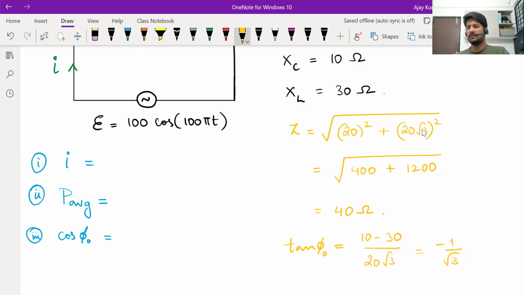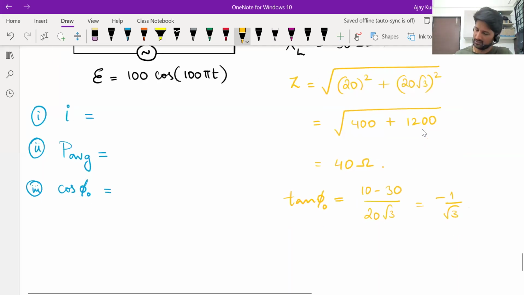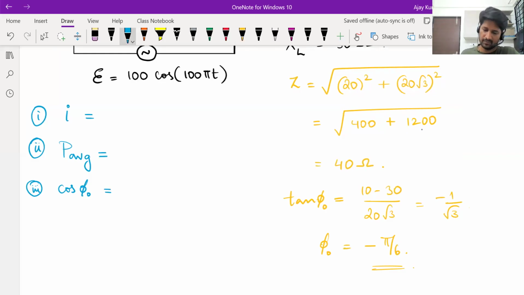Any idea tan of what angle is minus 1 by root 3? 1 by root 3 is a well-known value of tan. Tan 30 degrees is 1 by root 3. Tan of minus 30 degrees is minus 1 by root 3. So the phase constant this time becomes minus 30 degrees. 30 degrees is pi by 6. That's why I have given those values, 20 root 3 and all. Now we are in a position to write the current equation.